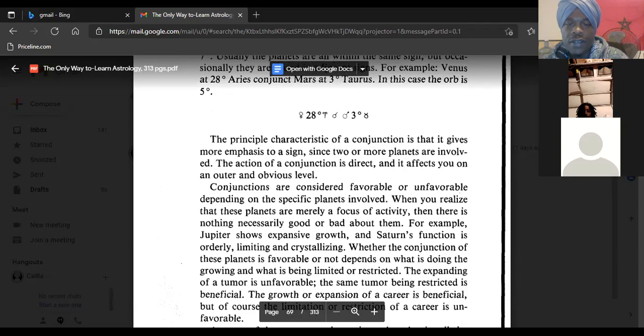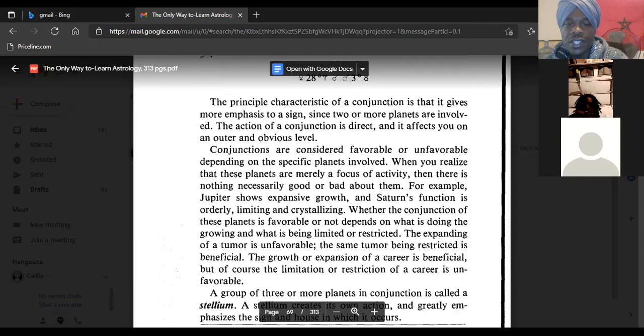The principal characteristic of a conjunction is that it gives more emphasis to a sign, since 2 or more planets are involved. The action of a conjunction is direct, and it affects you on an outer and obvious level. Conjunctions are considered favorable or unfavorable, depending on the specific planets involved. When you realize that these planets are merely a focus of activity, then there is nothing necessarily good or bad about them. For example, Jupiter shows expansive growth, and Saturn's function is orderly, limiting, and crystallizing.